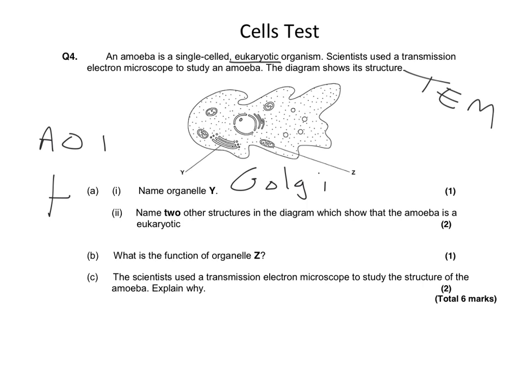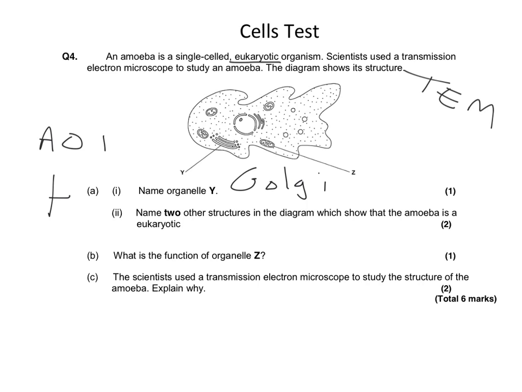Okay, and then 4a2, name 2 other structures. There are lots of different structures. For example, nucleus. You could say nuclear membrane or nucleolus or nuclear envelope. Mitochondrion, they'll accept mitochondrial membranes or cristae. Endoplasmic reticulum, and lysosome. Although be careful with your spelling because they will reject lysozyme.